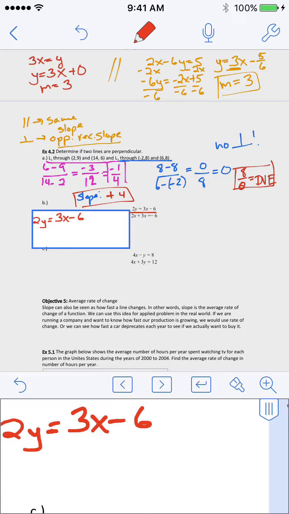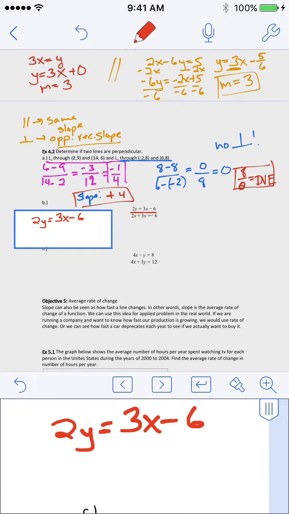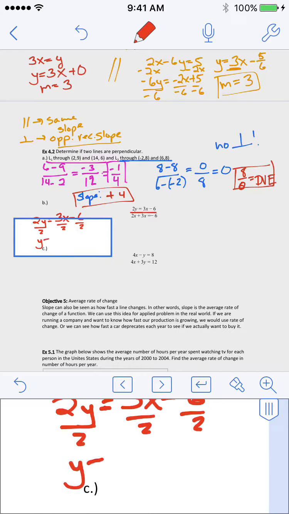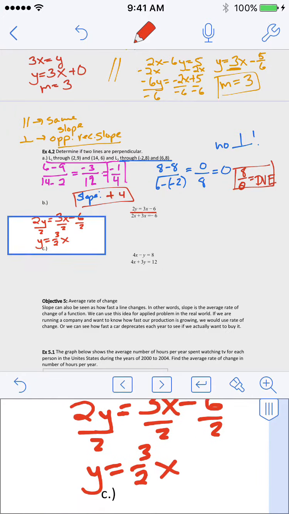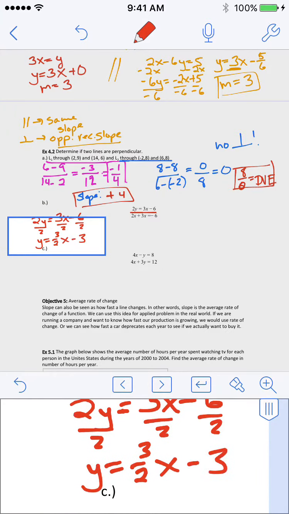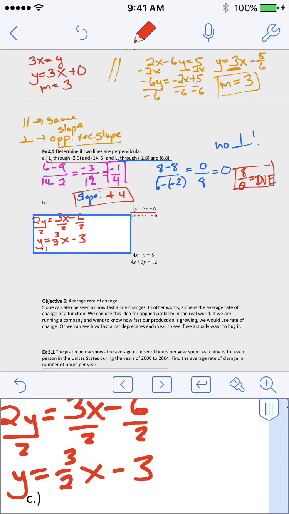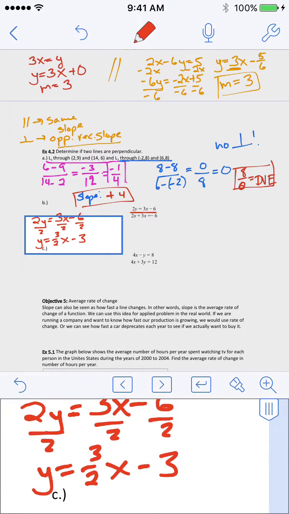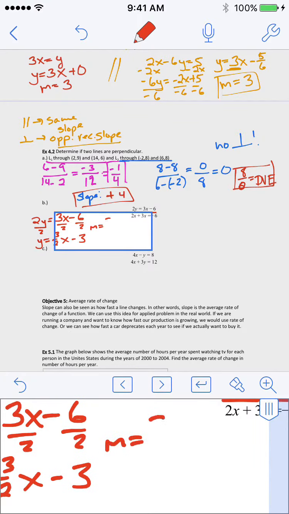As it is now, we can't take a look at the slope, because why? Why can't we look at the slope when it's 2y equals 3x minus 6? It seems to be in slope-intercept form, but that 2 is in the way. You're right, that 2 is a problem. So we divide by 2 to everything, and we get that the actual slope-intercept form would be 3/2 x, and then 6 divided by 2 would be minus 3. And what does that say about our slope here? That says that our m is equal to 3/2.